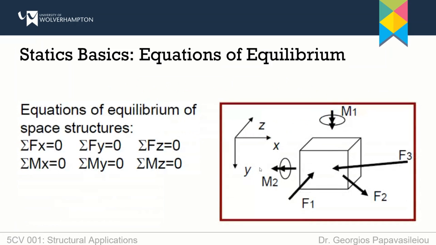Of course, if we had the three-dimensional structure, then we would have three sum of forces in x, y, and z directions, but also three sum of moments about the x, about the y, and about the z axis. So all of these conditions should apply for this structure to be in equilibrium.